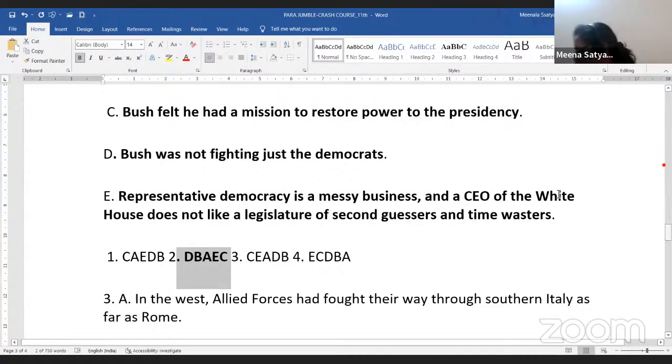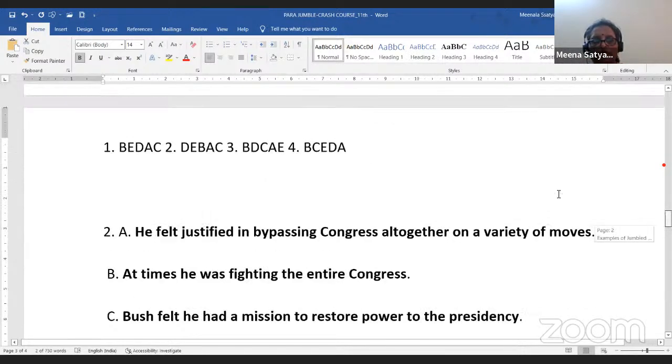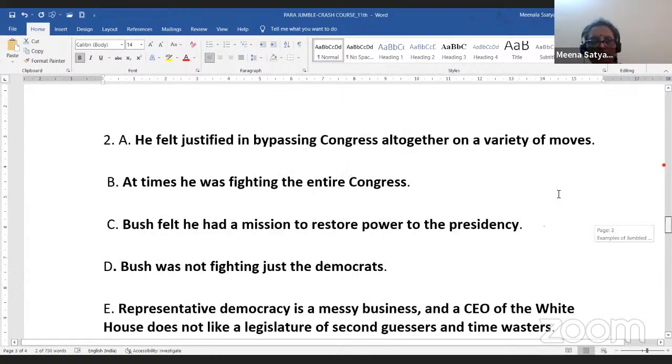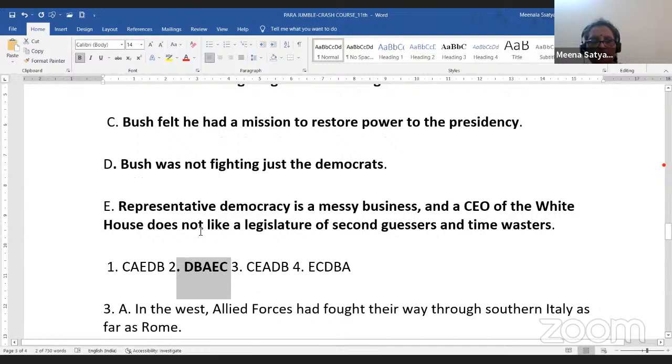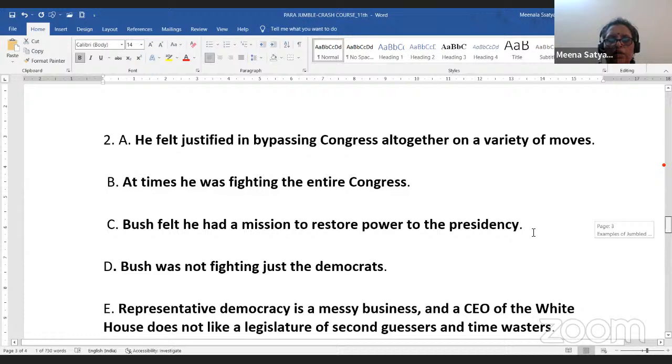Now we shall go on to the second one, correct? The second one is 3. This is the answer. He had a mission to restore power, then it is not a democracy business, and then you have A, which is justified, then you have B.